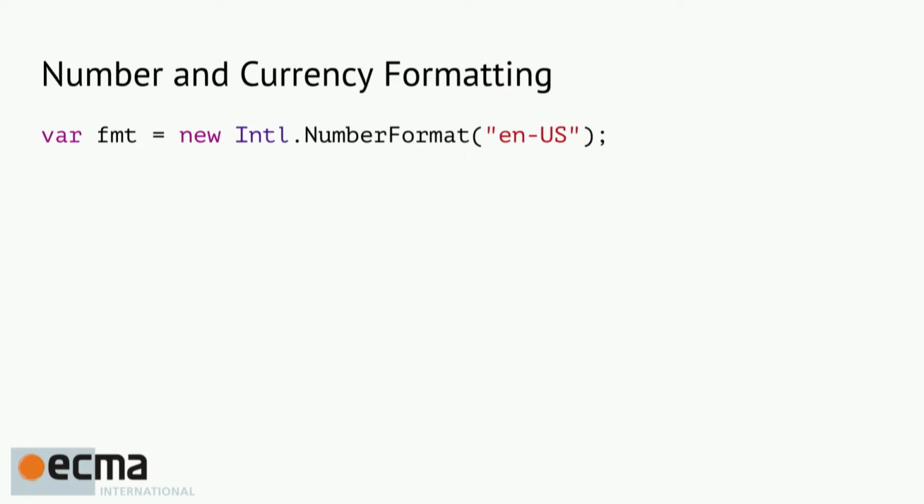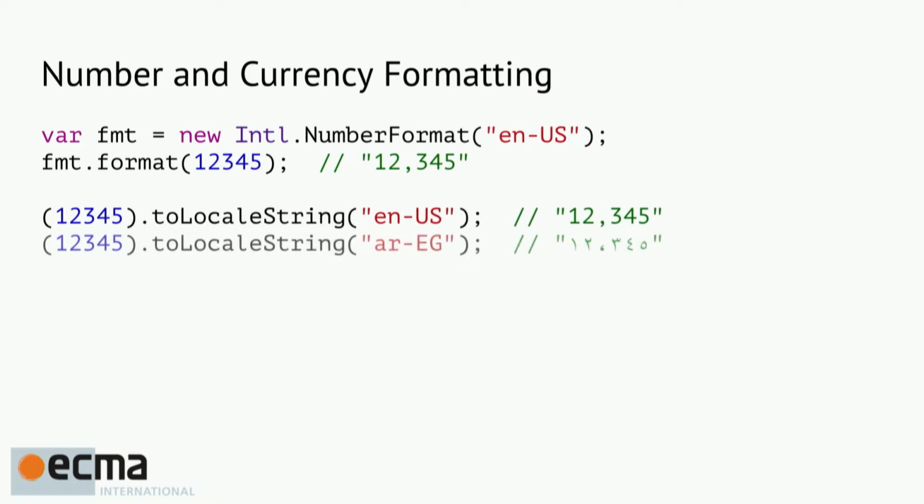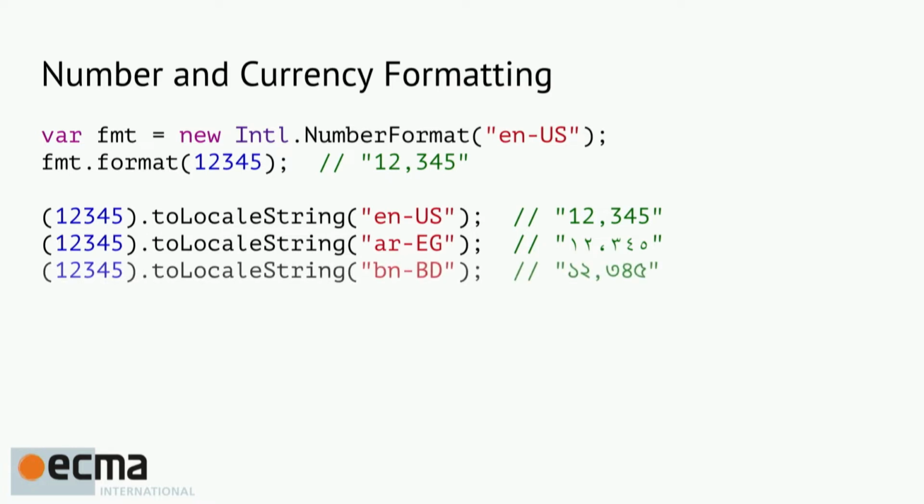With that, you can also do number and currency formatting. So here's an English en-US locale, and you're formatting a number, 12345, and it puts the comma in the right place. And you can access it through other APIs outside of the Intl object, like toLocaleString, and you can conveniently specify the locale right there, and it'll present it fully localized.